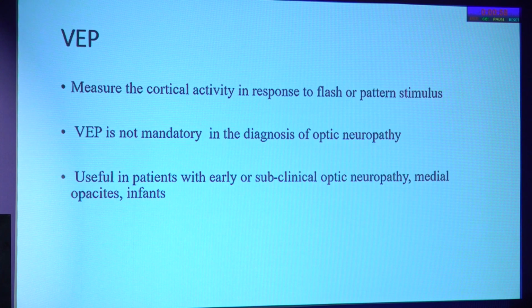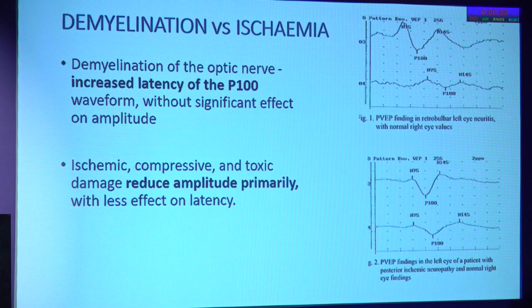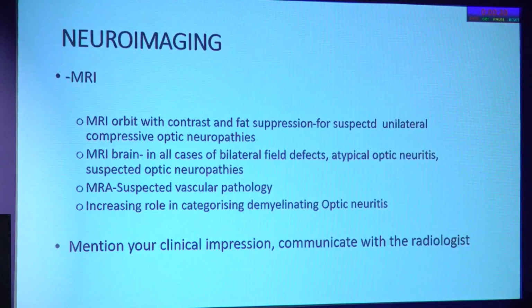VEP, as I just mentioned, is not mandatory in the diagnosis of optic neuropathy. It's useful in patients with subclinical findings and media opacities, in infants and such, only in selected cases. And as I said, increased latency is more likely demyelination, and a reduced amplitude of the P100 is more likely an ischemic episode.